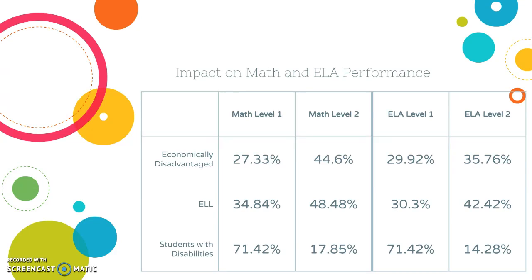Our students with disabilities performing at level 1 was 71%, which is quite high, but these are students that have a diagnosed disability, and many of those are going to be learning disabled or intellectually disabled. Those things will obviously impact the ability to perform grade level work. And then math at level 2, we had almost 18% of that population performing at level 2. For ELA, 71% again, and then performing at level 2, we had 14%.